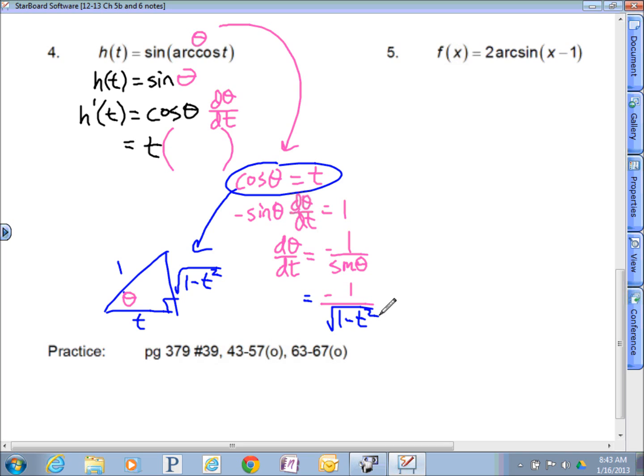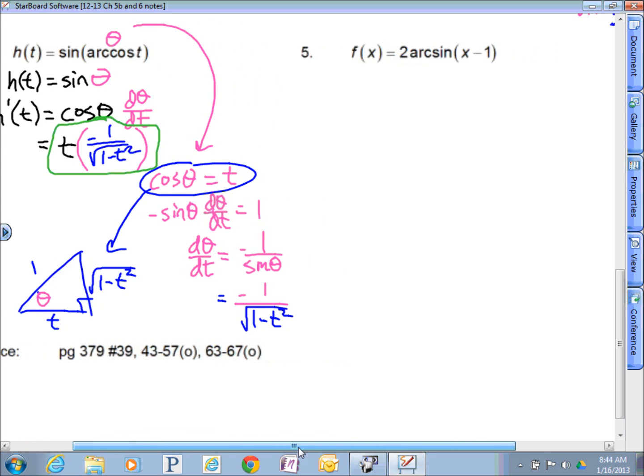Now take that d theta dt, bring it back up here to your original equation. And just like that, we have rewritten our derivative. Okay, so the key to all this is that theta substitution and being able to represent your trig function with a right triangle.